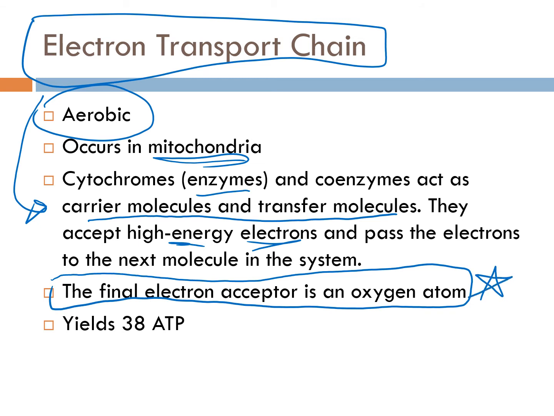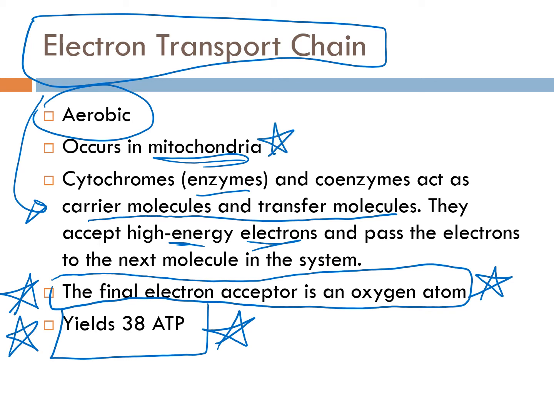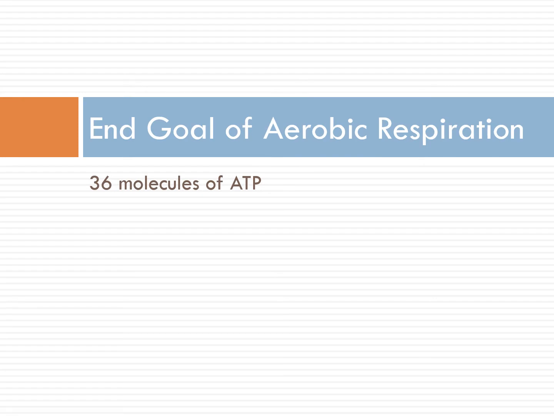It also produces 38 ATP. So the end goal of aerobic respiration, excuse me, is 36 molecules of ATP. So if all your cells are doing this, you get a lot of energy.